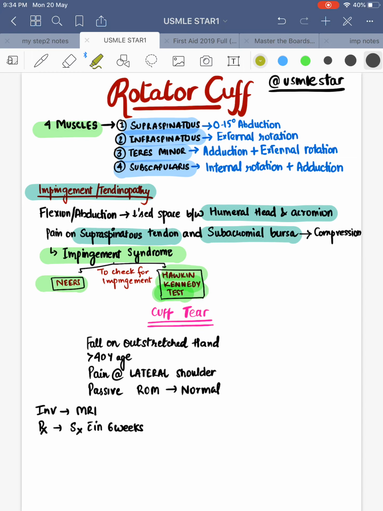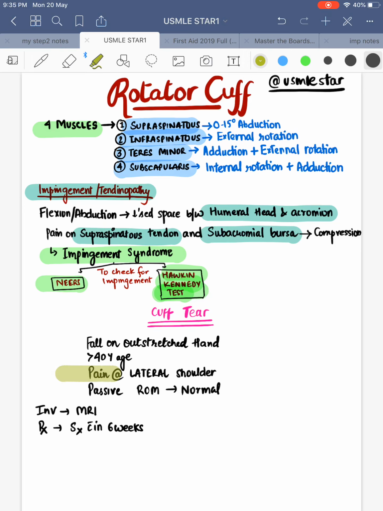Now coming to cuff tears. Cuff tears happen when the patient presents at an advanced age, more than 40 years in most cases, with a history of a fall on an outstretched hand or a history of impingement syndrome. The supraspinatus tendon becomes so irritated after repeated impingements that it gets micro tears as well as fibrosis, and subsequently leads to a complete tear of the rotator cuff.